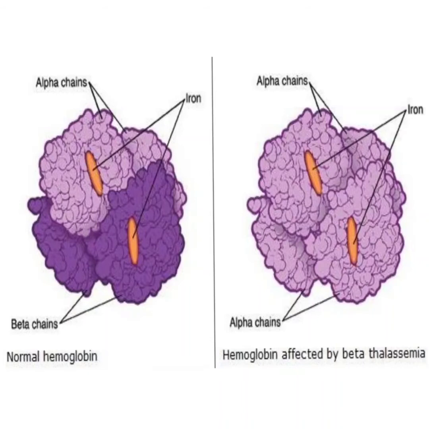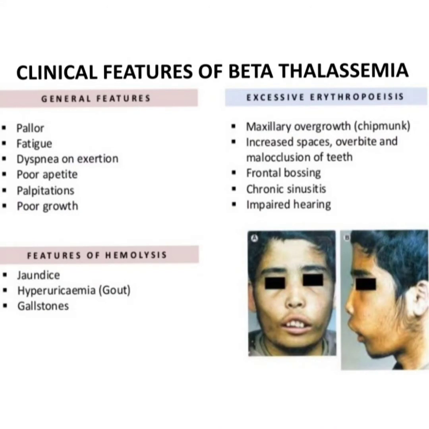Whereas on the left side, where there is beta thalassemia, all the chains are alpha chains and there is no beta chains. What are the clinical features of beta thalassemia? General features are pallor, fatigue, dyspnea on exertion, poor appetite, palpitations and poor growth.